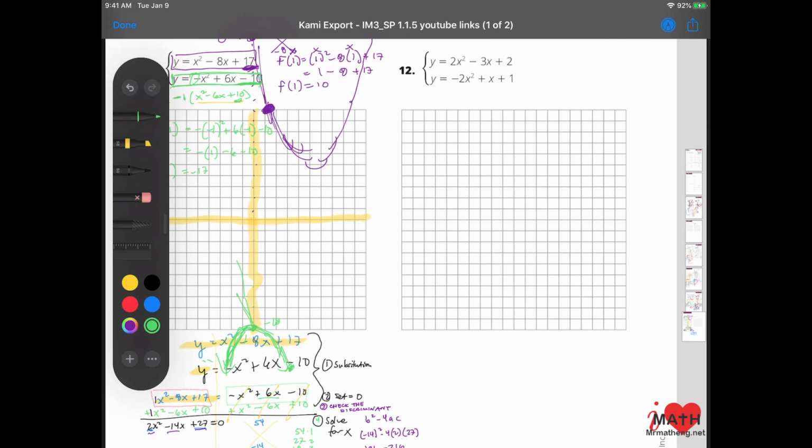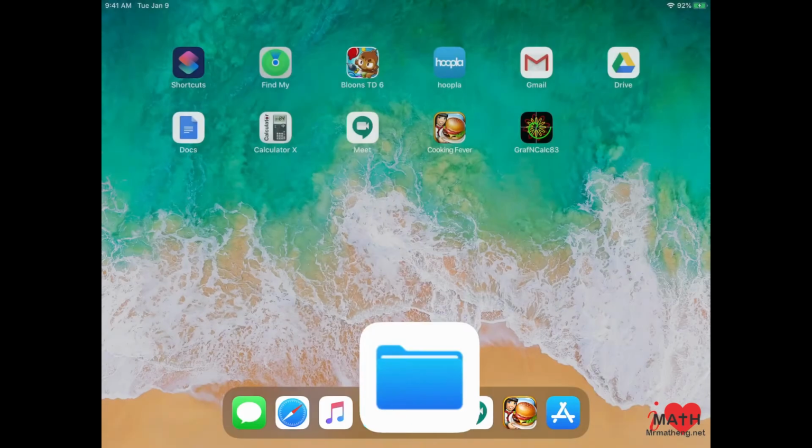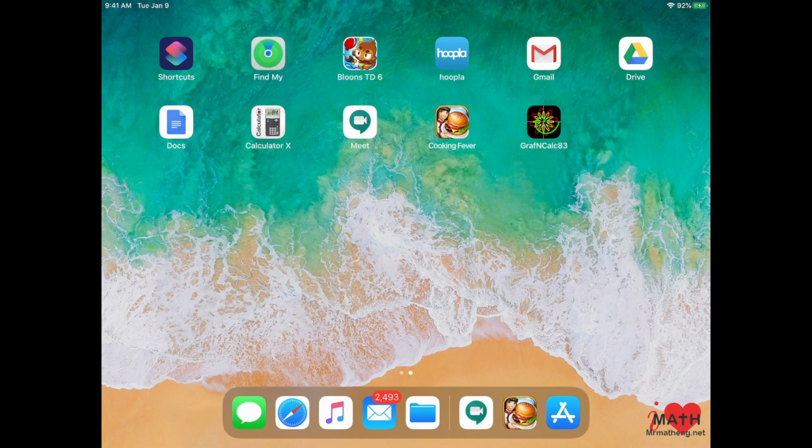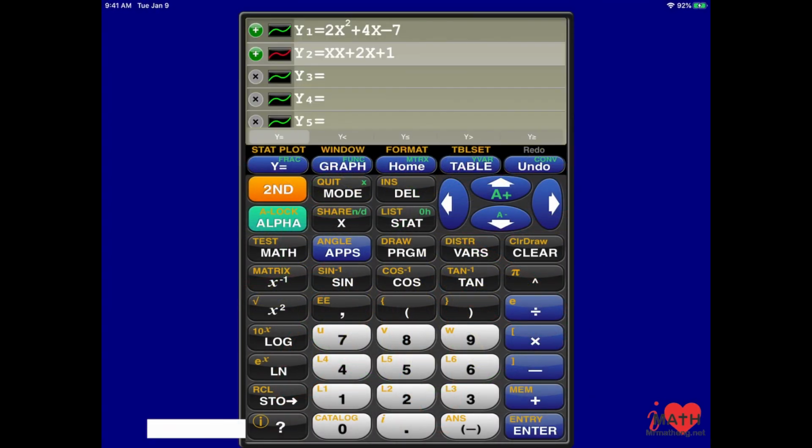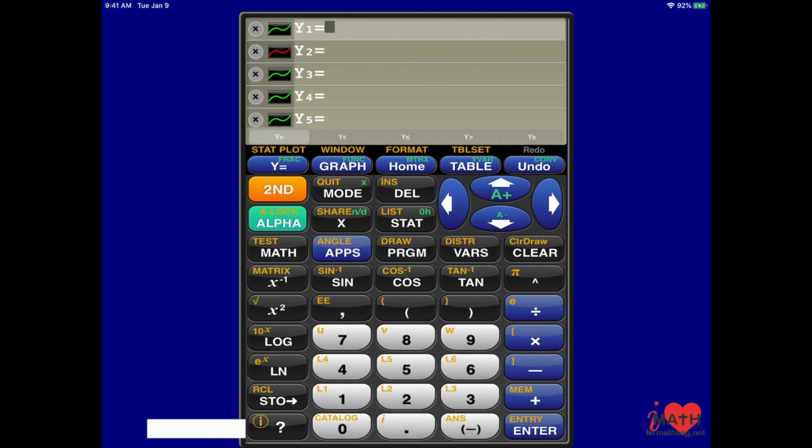So let's go ahead and put that into our calculator, and I can show you this by graphing it. You can always use Desmos. I'm using this one called Graph in Calc 83. I'm not sure if it's available for Android, but x squared minus 8x plus 17. And then the negative button is down here if I enter.